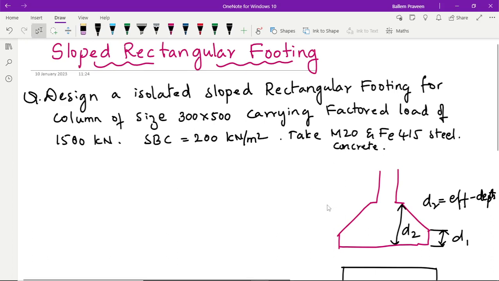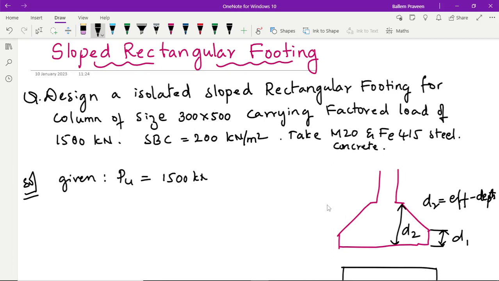Okay, let us solve this problem. So let us write the given data. He has given the factored load Pu, the factored load is 1500 kilonewton. And we also need the unfactored load, that is the working load. So working load కనుక్కోవడం ఎలా? Factored load ని divided by load factor, divide చేస్తే you will get the working load, right? So load factor we will be considering 1.5, so it will be 1000 kilonewton.